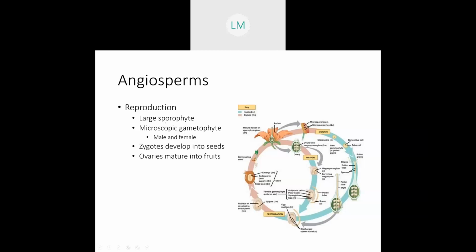Okay, so we have a large sporophyte. We have microscopic gametophytes, both male and female. Our zygotes are what are developing into our seeds, and our ovaries are what are developing into our fruits. Okay, our seed develops down here, and then this ovary is what becomes this fruit to protect that seed.